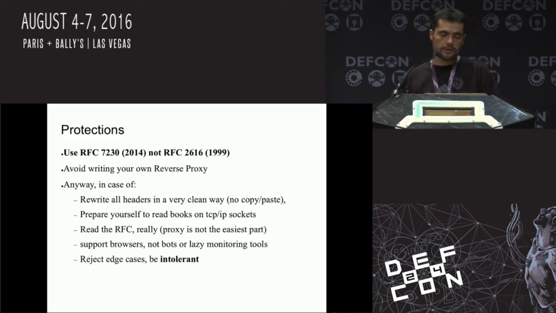So how do you protect against this? The first thing is to use the latest RFC, which is 7230. A lot of people are still using the very old RFC for HTTP 1.1, which is really very, very old. You should really try to reread the RFC, because in this new version, there are a lot of things against smuggling. Like they said, you should try to avoid chunked and content length together.